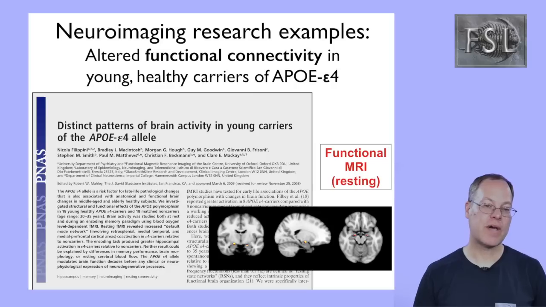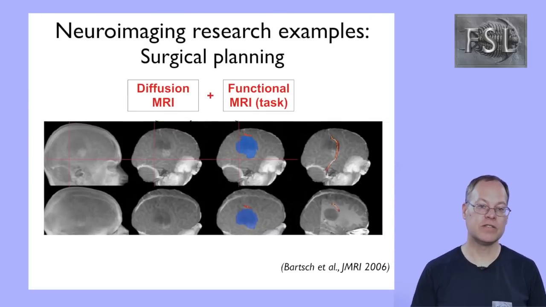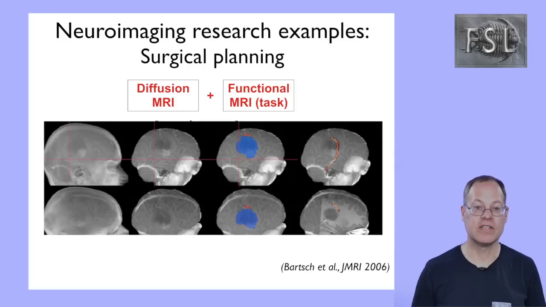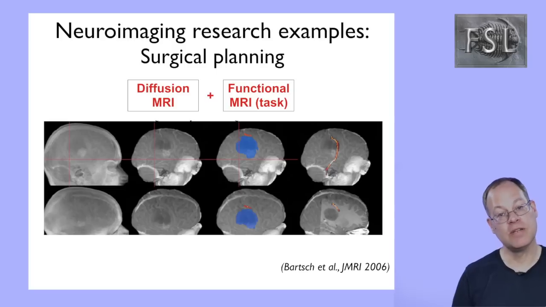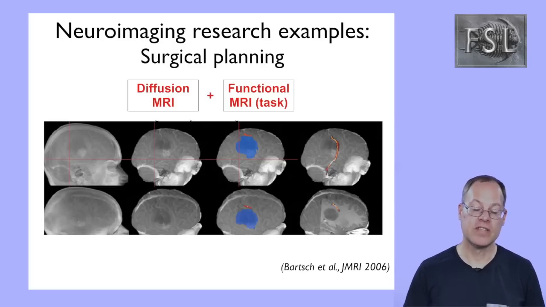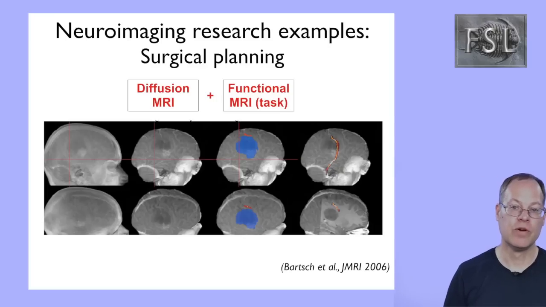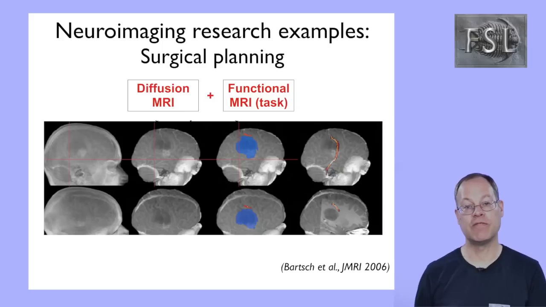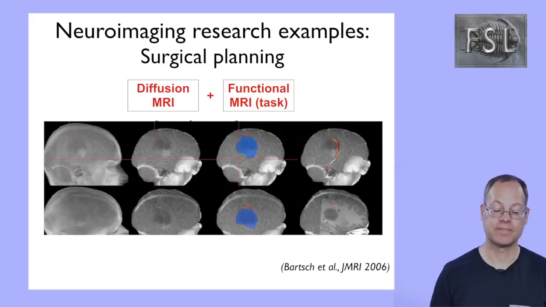But it's not just about using individual modalities in isolation. There's a lot to be gained from combining different modalities together. And now I'm just going to have a couple of examples to illustrate that. But actually, it's an important thing which is becoming more and more prevalent in the field. So this is a surgical planning example where we're combining information that we get from diffusion imaging and that we get from task-based functional imaging.